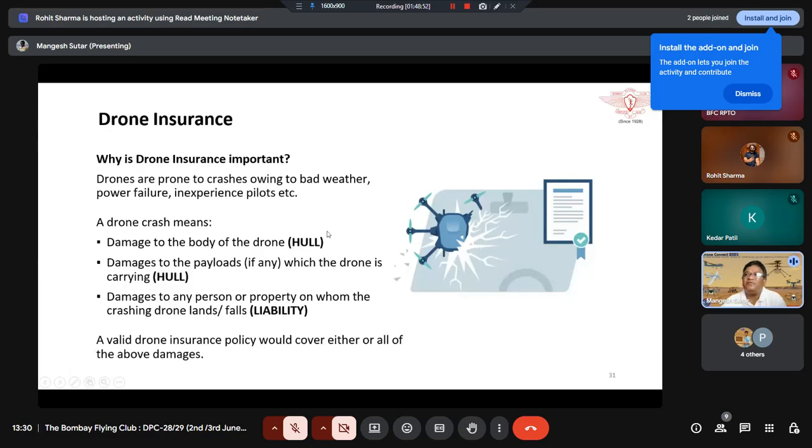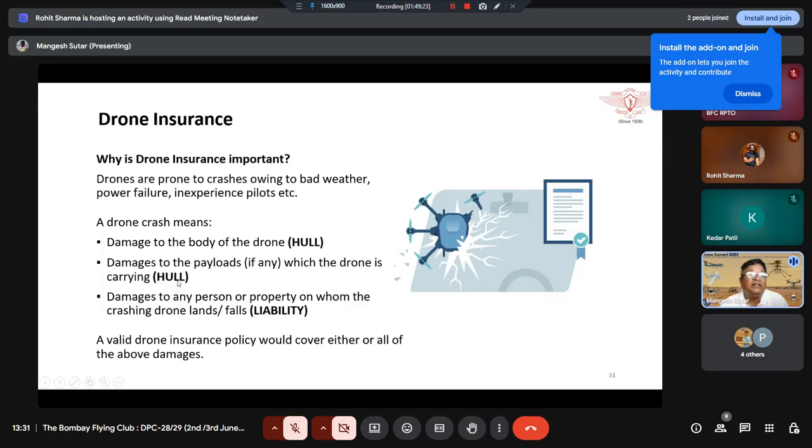So drone insurance, why is it important? Because a drone is an object which is prone to crash owing to bad weather, power failure or an inexperienced pilot. A drone crash can damage your drone, that is the hull or the chassis, as we call it. Damage to the payloads, for example cinematographer drones are very high quality drones, their cameras are very expensive. The thermal drones are very expensive drones. So you should always have drone insurance.